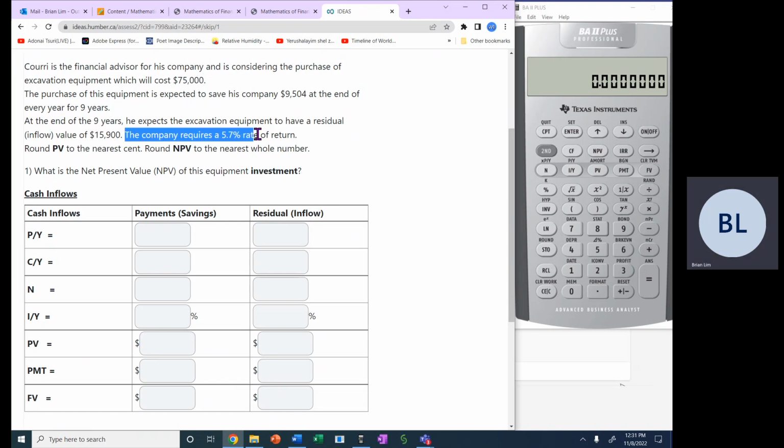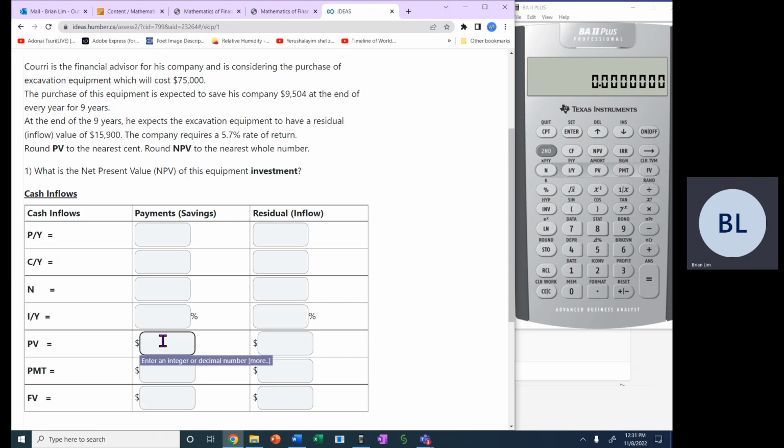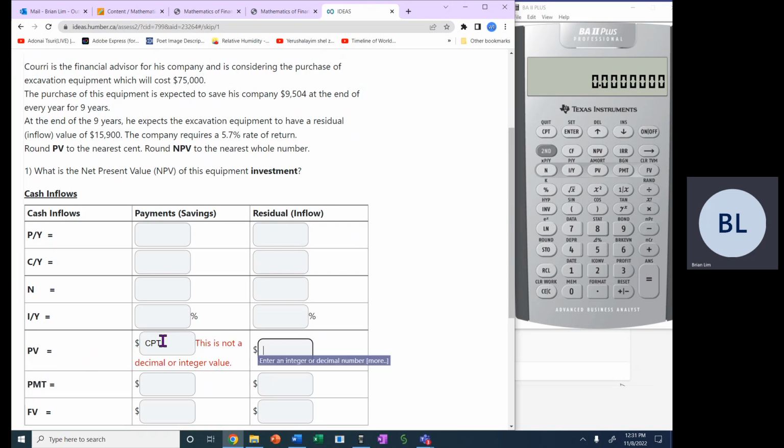Okay, the company requires a 5.7% rate of interest, and round the present value to the nearest cent and round the net present value to the nearest whole number. Okay, so what is the net present value of this equipment investment? So what we have to do is compute the present value for both situations. We have a return and we have a residual.